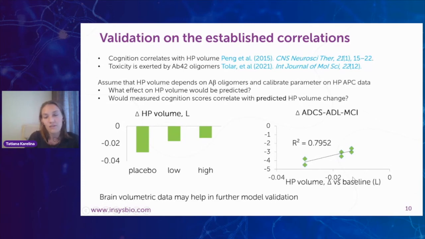Of course, this is just a trick that can be performed by the model, but it shows us that additional brain volumetric data, especially for hippocampus, would help in further model validation, but unfortunately they were not available from the shared data. And this illustrates how a model containing different types of variables can be used to explore different relationships between measured data and predicted concentrations.